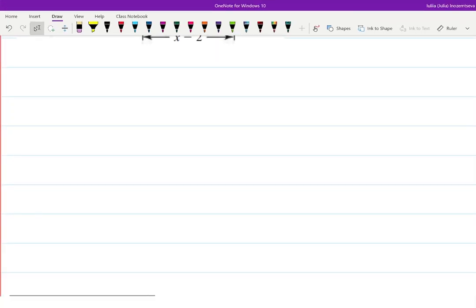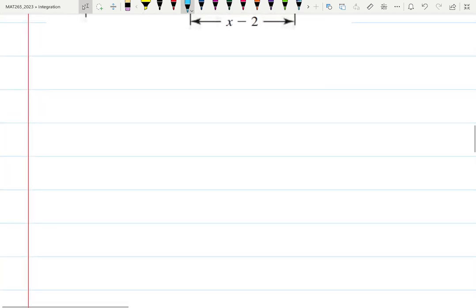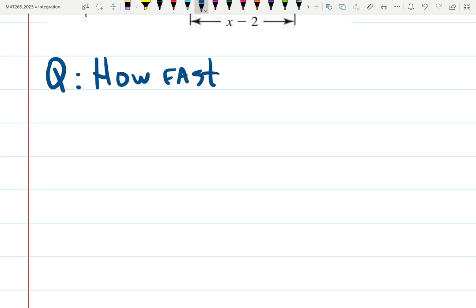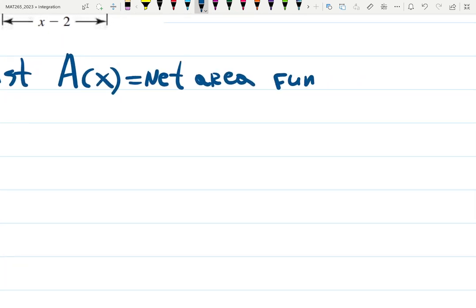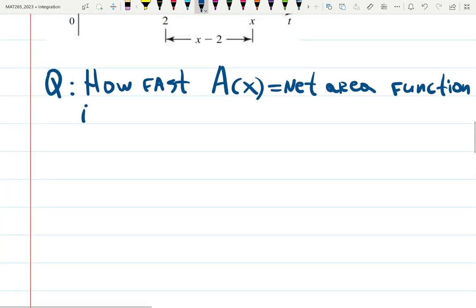Now we're actually going to do things that we want to test you on the test, and your homework. That was just kind of pre-knowledge. Question: how fast is this function A of x, which is the net area function, changing?